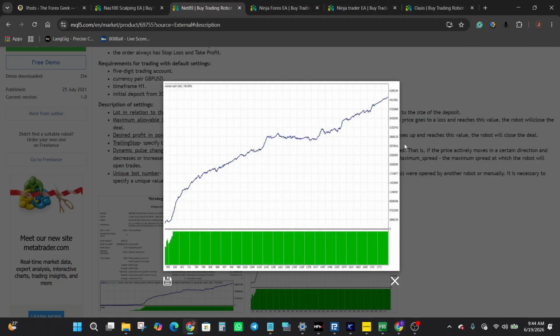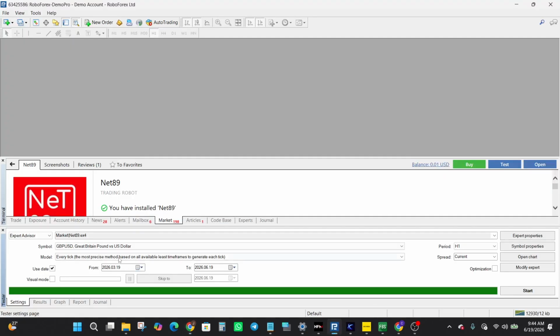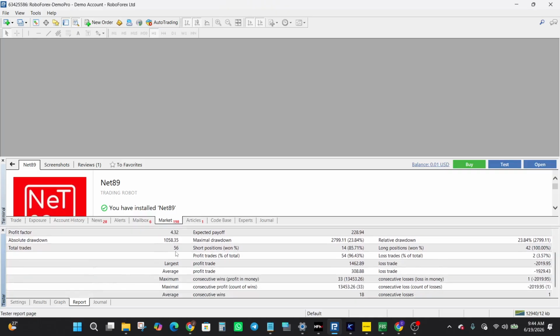It's actually bad. And let's just head over to our strategy tester. Let's see how this EA, the Net89 EA, performed on GBPUSD on the H1 time frame using the every tick model over the past 3 months in 2026. So from here, I can see that initial deposit is $10,000. Total net profit 12,820.79. The total trades taken were 56, out of which 54 were profitable, giving us a 96.43% win rate.